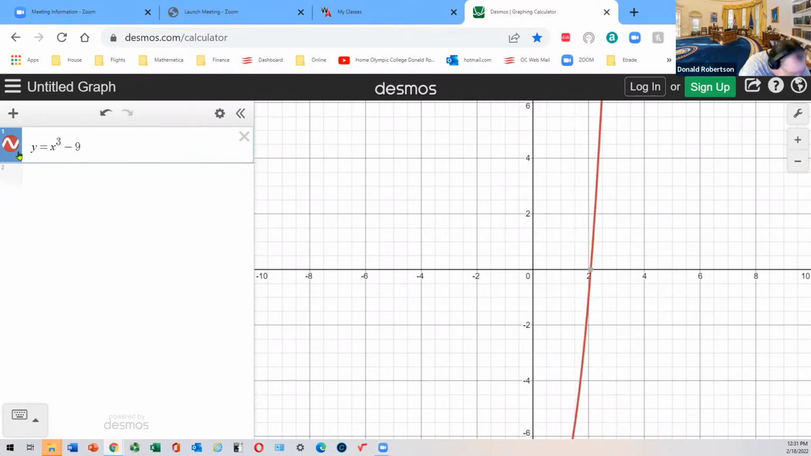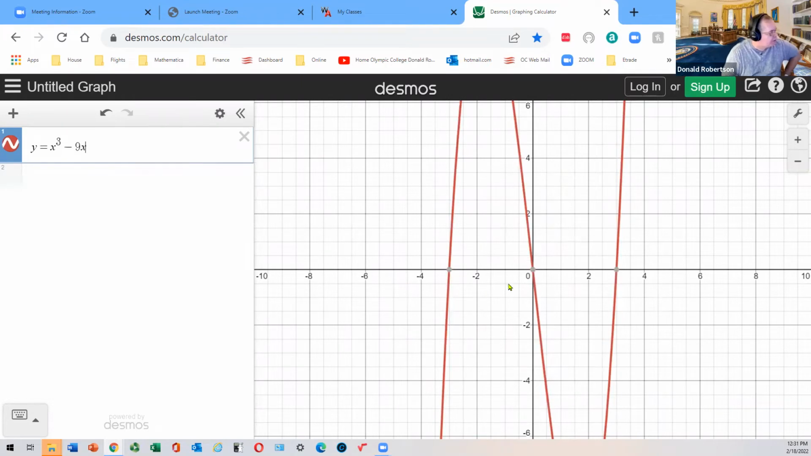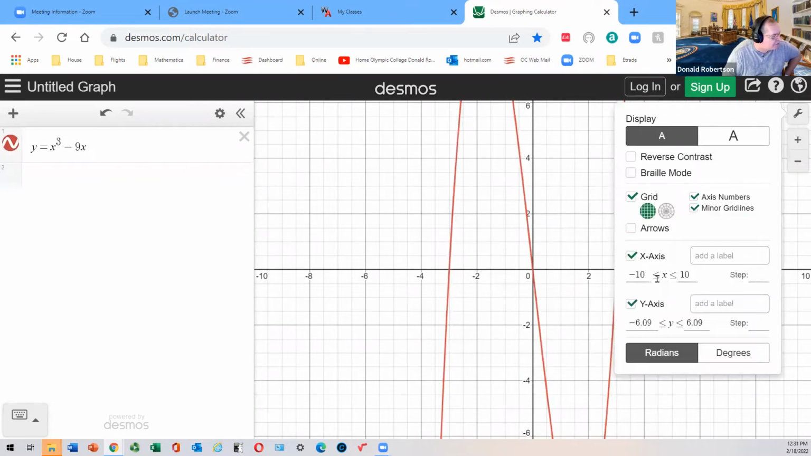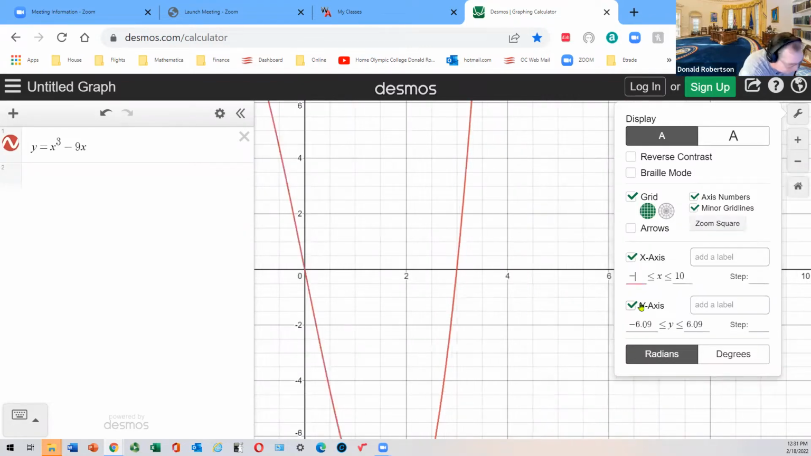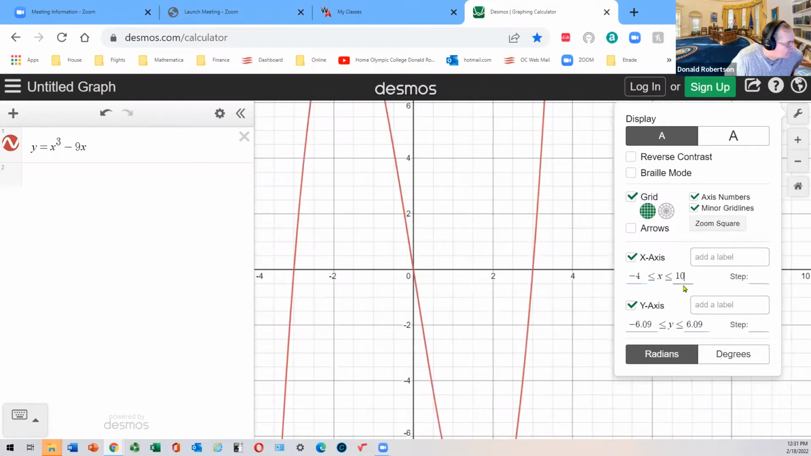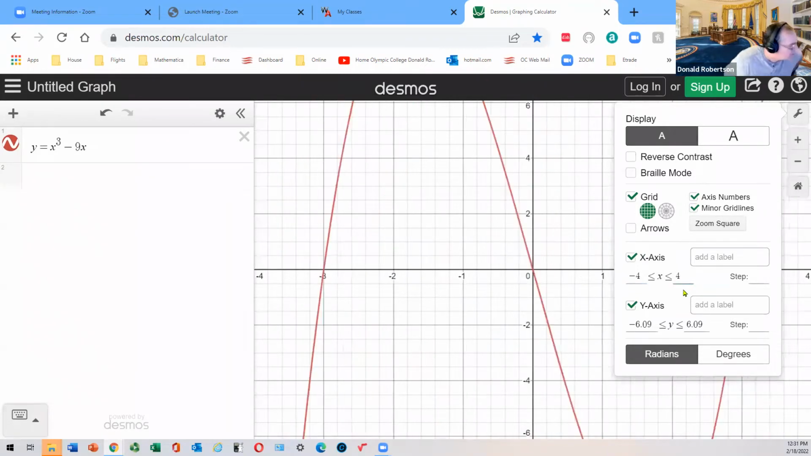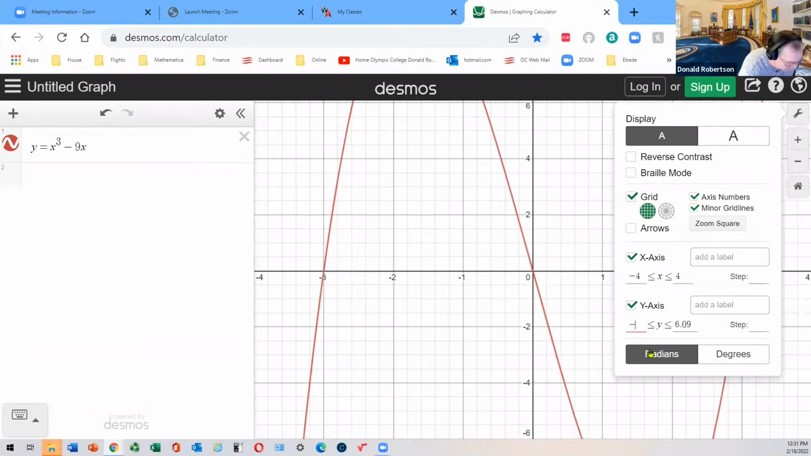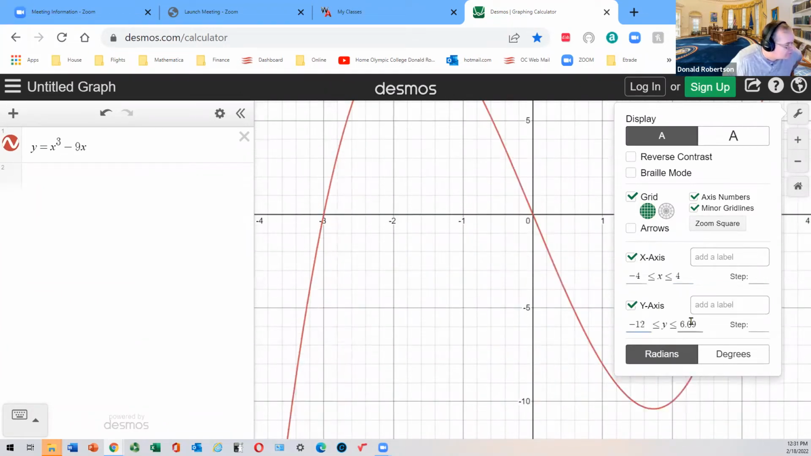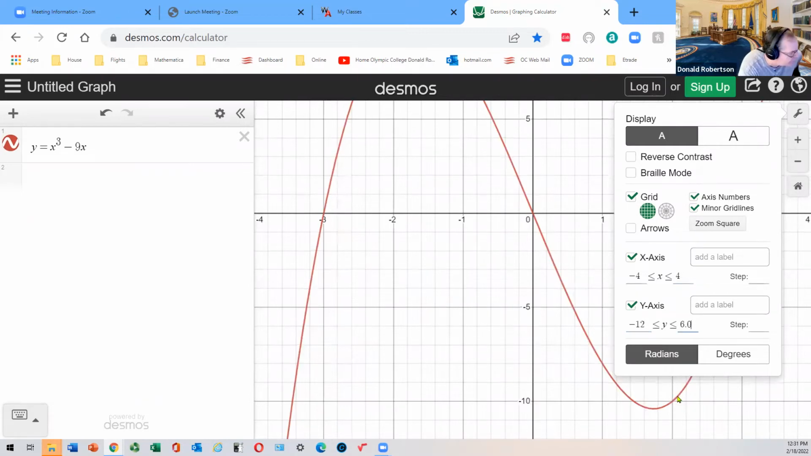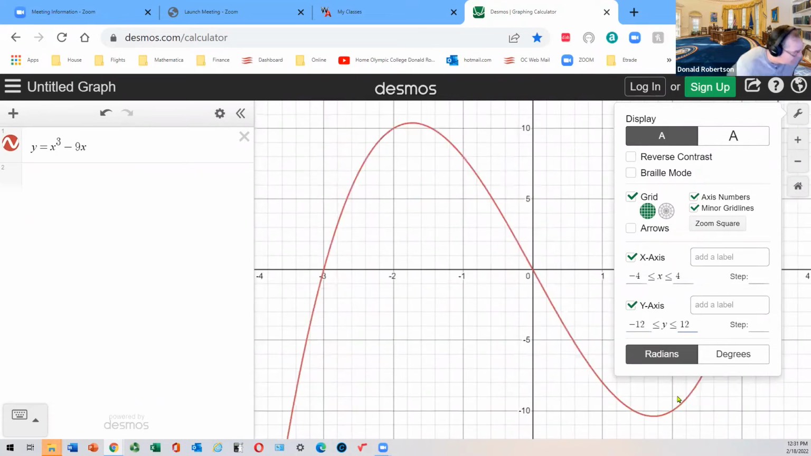take away 9x. I may adjust my window a little bit. The y values look a little bit off, well, I can make the x's small as well. I'm going to make it from negative 4 to 4. Looks like I probably need some more of the y value, so I'm hoping that negative 12 to 12 is enough, but I can tweak it if it's not. So very often you have to tweak things.